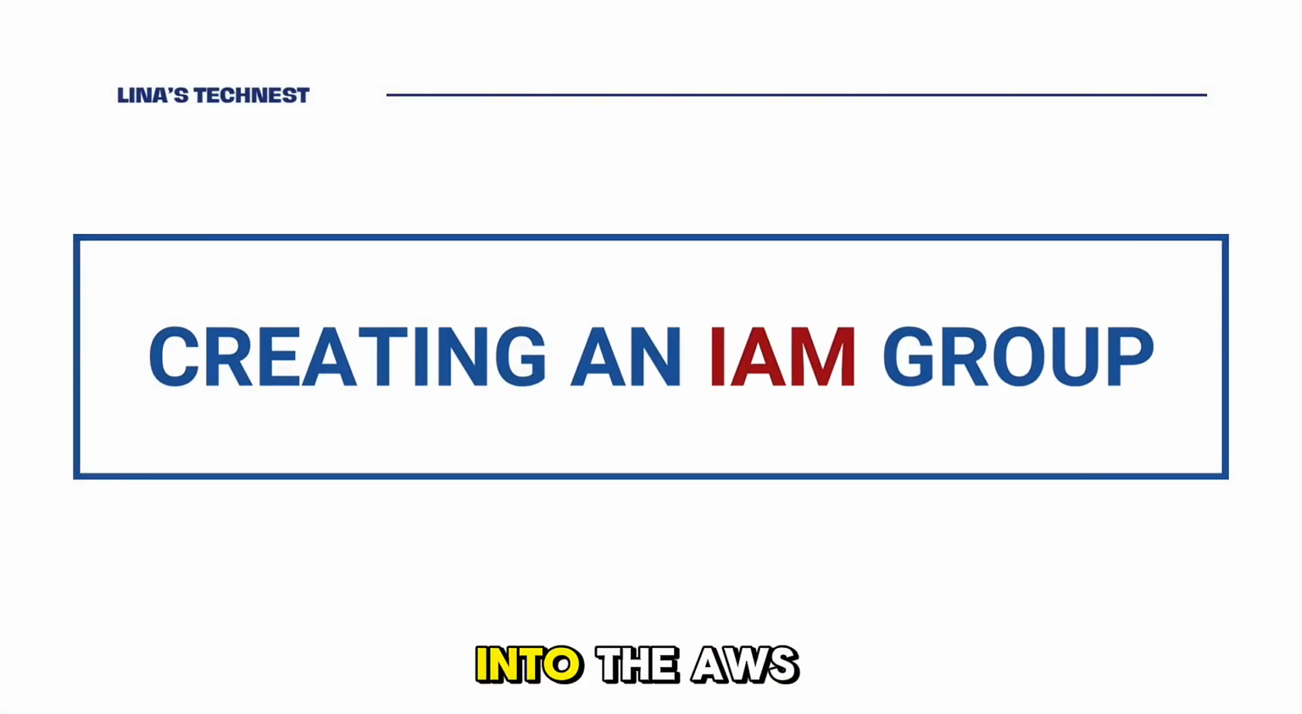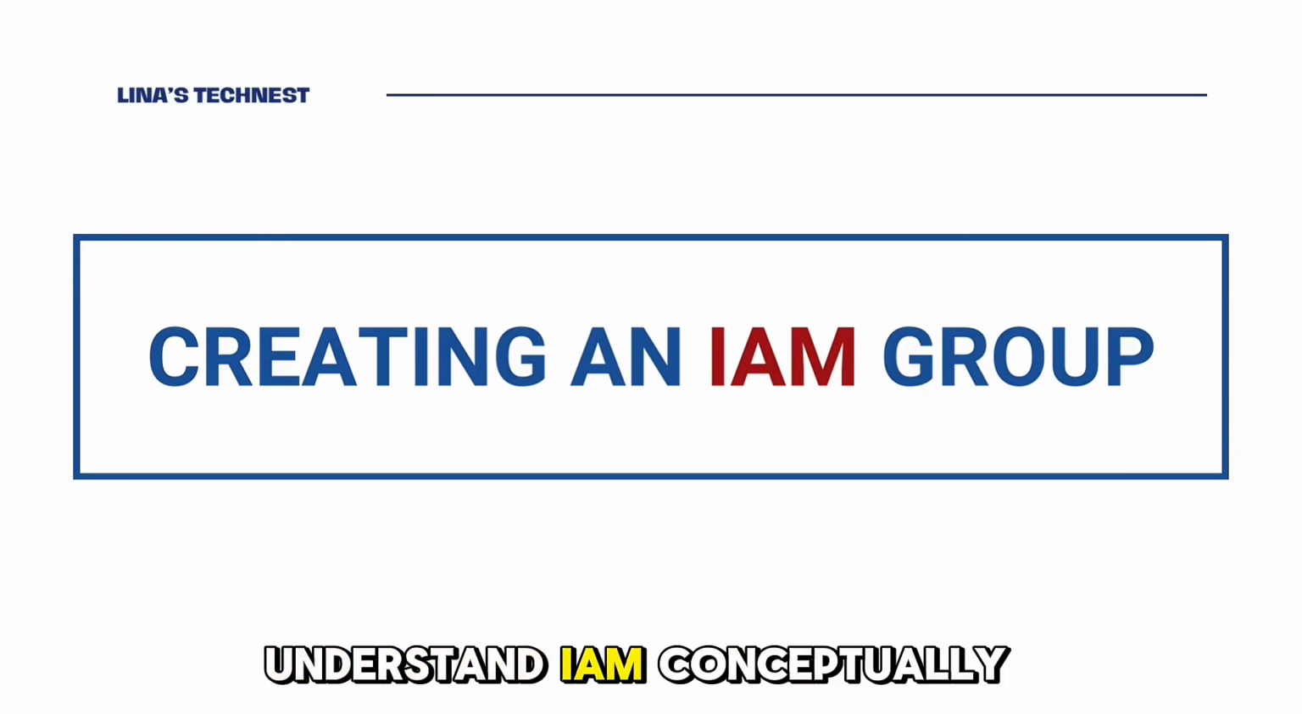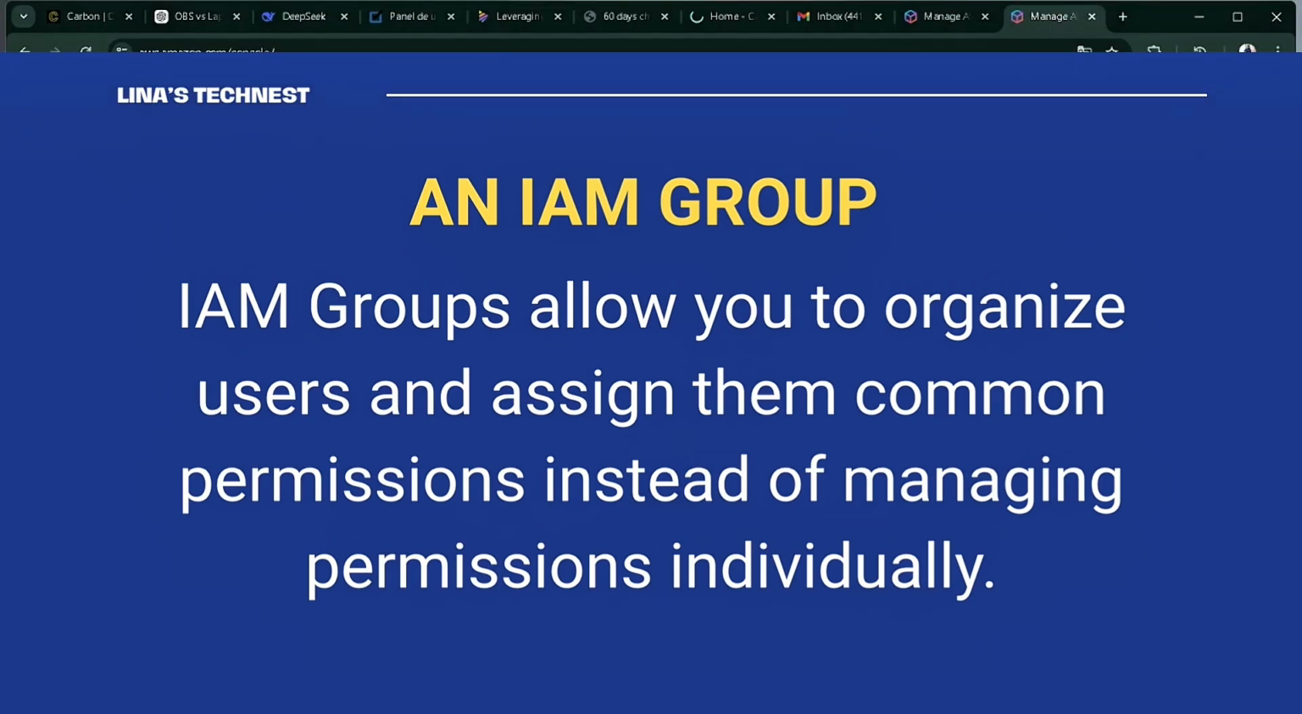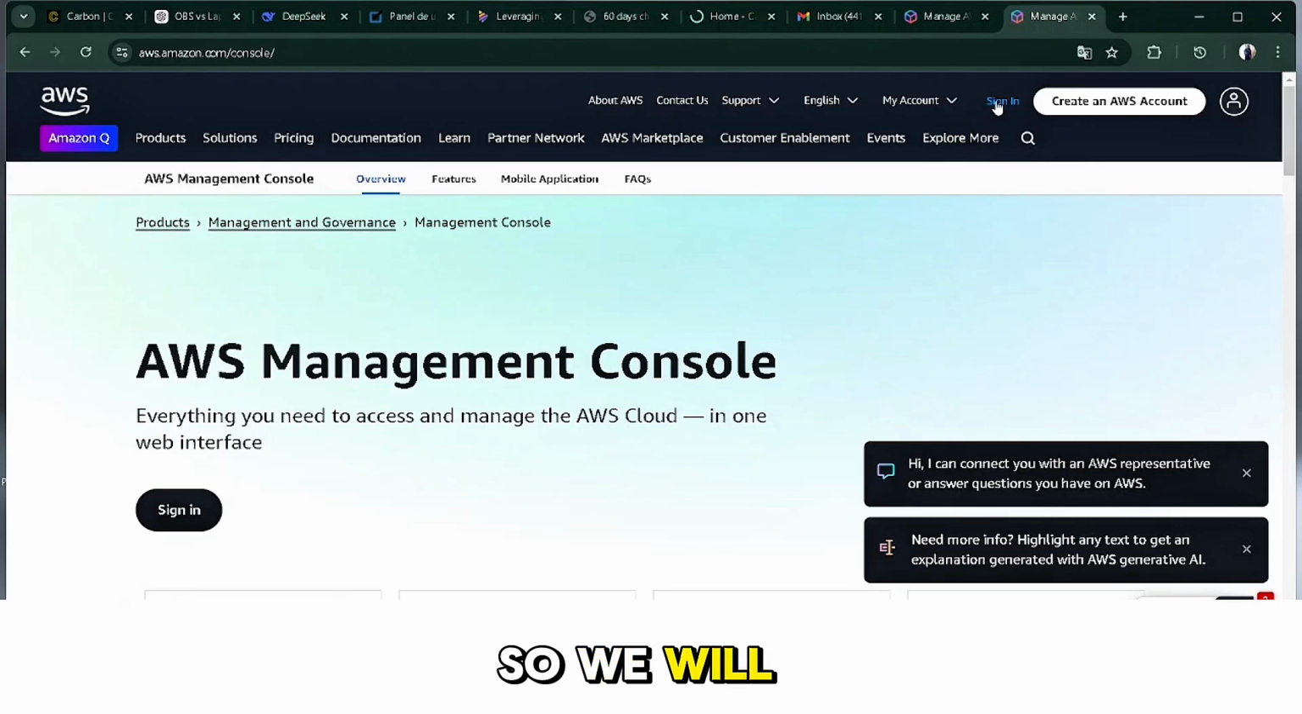We are jumping into the AWS console to create an IAM group now that we understand IAM conceptually. So, just like we know, an IAM group is a collection of users who share the same permissions. Instead of assigning permissions one by one to each user, we create a group and assign permissions once to all of them inside it. So we will open our browser and go to the AWS console.